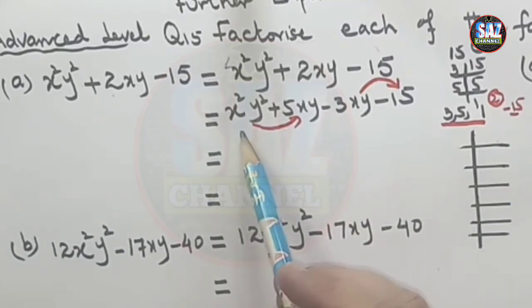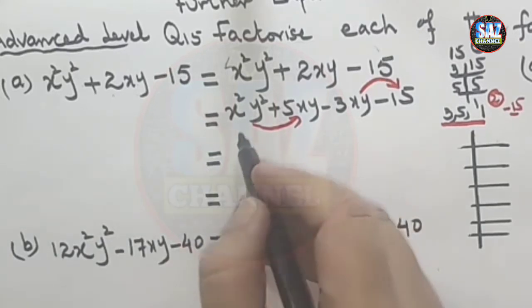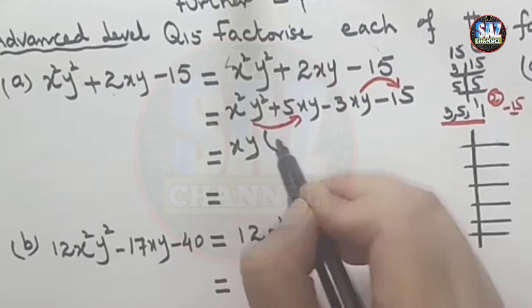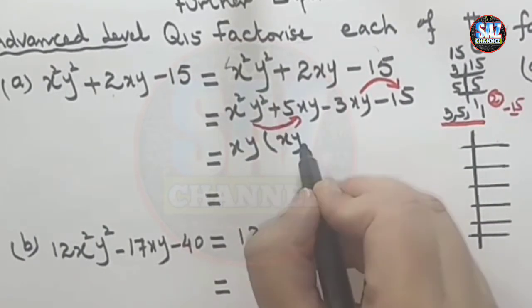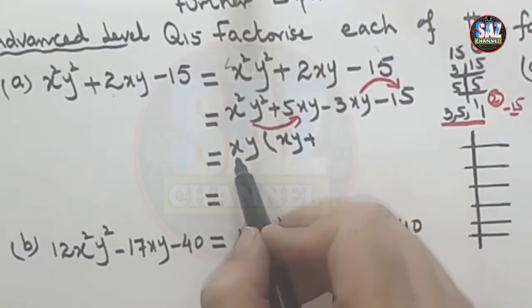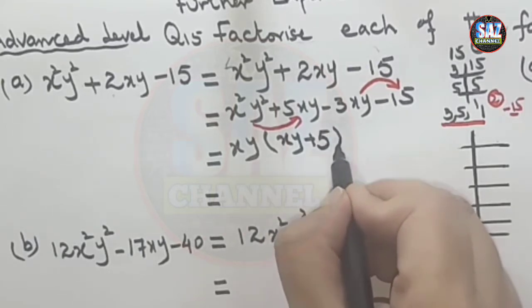If we look at the first group, we can see that xy is common. So I will extract it out, xy, and then I have to put the bracket. From the first place, I will be left with xy. Then I will copy the sign as it is, plus, then from 5xy, xy is out and I will be left with 5 only, and close the bracket.